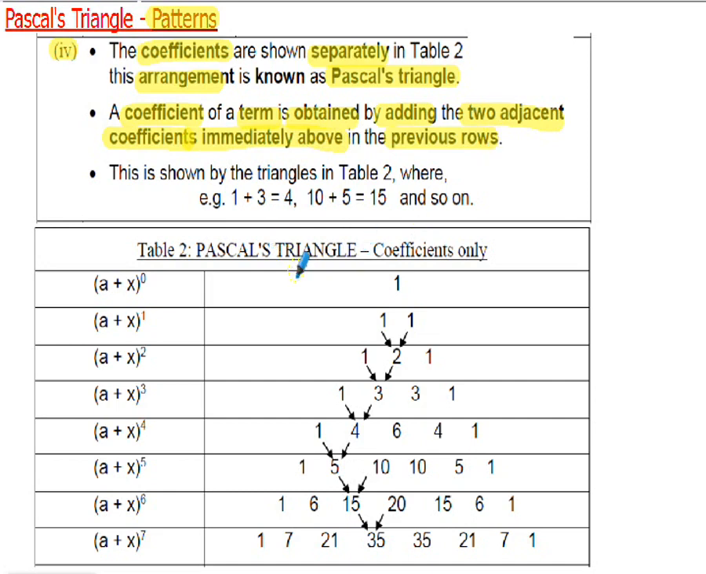So for example, if you look at here, this number 4 here is obtained by adding above, in the previous row, the 1 and the 3. This 15 here is obtained by adding above the adjacent terms in this row of 5 and 10. This 35 coefficient is formed by the 15 and 20 added above. You can see up here the 1 and the 1 adds to give you the 2. So again, another pattern we can see from what's termed Pascal's triangle, just looking at the coefficients only in Pascal's triangle.